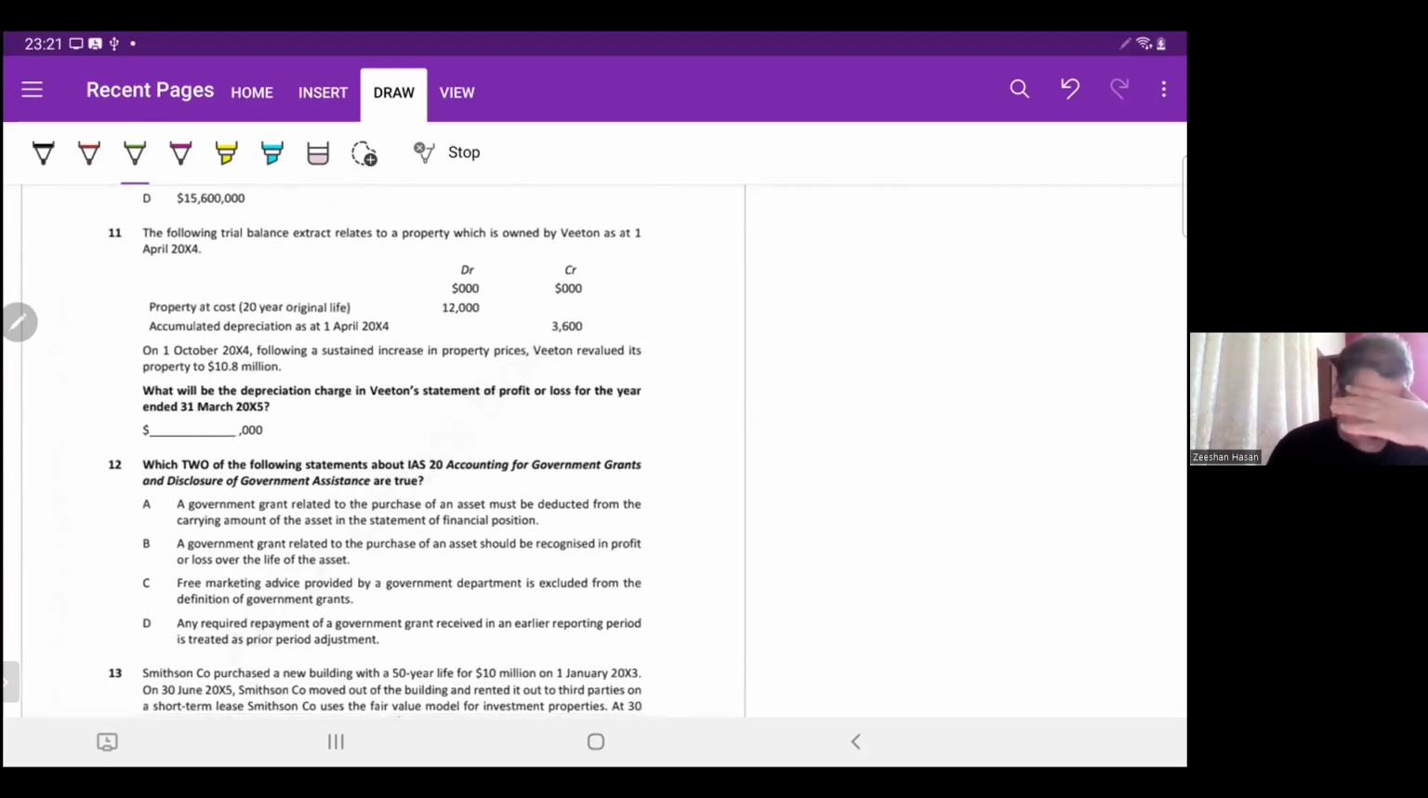11. The following trial balance extracts relate to property which is owned by Wheaton as at 1st April 2004. Property cost 20-year original life, 12,000, accumulated depreciation as at 1st April 2000 X4 3600. On 1st October X4, following a sustained increase in property prices, Wheaton revalues its property to 10.8 million. Okay, what will be the depreciation charge in Wheaton's statement of profit or loss for the year ended 31st March 2000 X5?